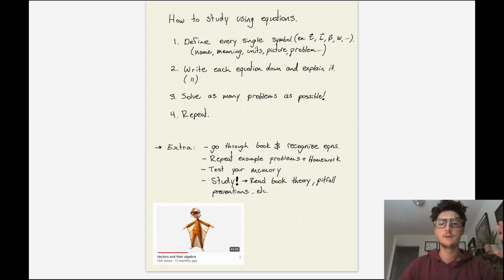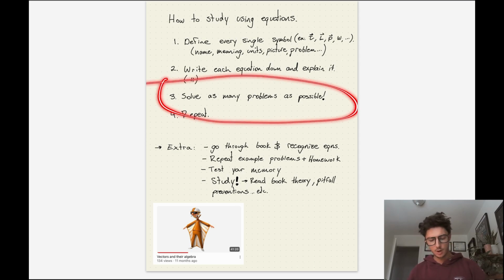Read it before bed, read it 5 times every day, 10 times every day. You're gonna remember it, I promise you. You just have to read it. You just have to spend the time doing it. Solve as many problems as possible.